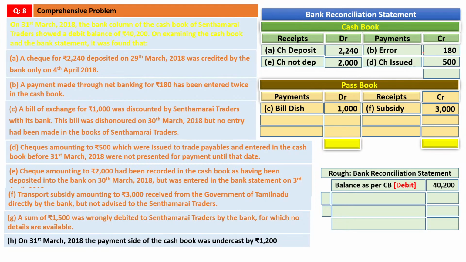A sum of rupees 1,500 was wrongly debited to Sindhamari traders by the banker. So the banker made a wrong debit, right? Wrong debit means overcasting, so it should be posted on the same side. Put the value in the debit side itself. So overcast 1,500. On 31st March 2018, the payment side of the cash book was undercasted by 1,200. If it is undercast in the payment side, it should be posted in the opposite side, right? Then in the receipt side, it should be posted, the value being 1,200.